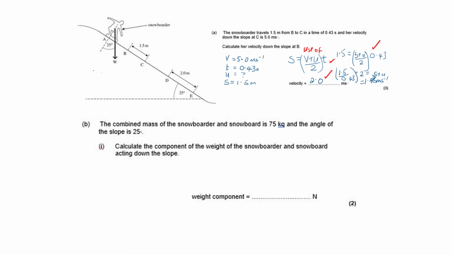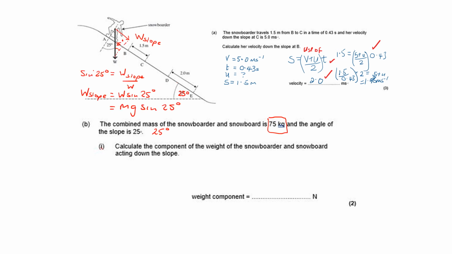B part 1: the combined mass of the snowboarder and snowboard is 75 kilograms, and the angle of the slope is 25 degrees. I'll just mark that on there. Calculate the component of the weight of the snowboarder and snowboard acting down the slope.